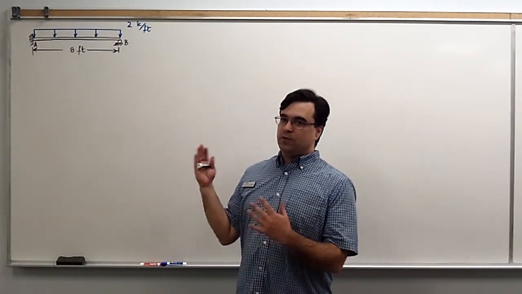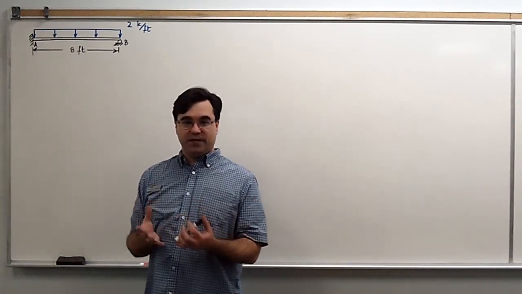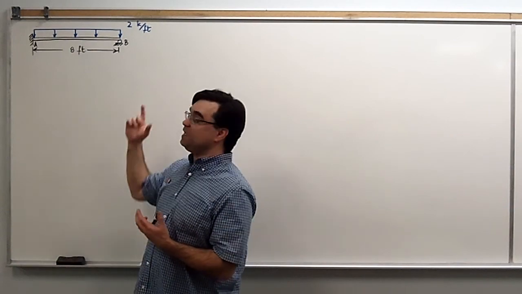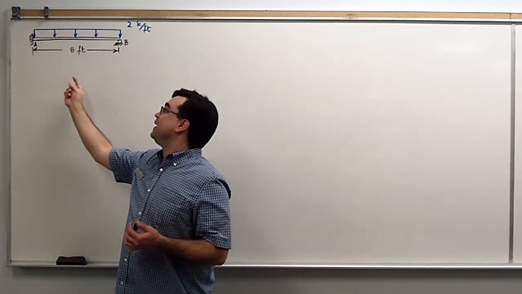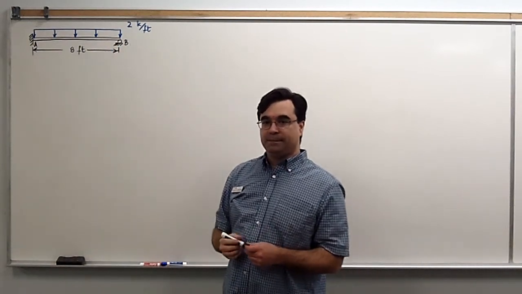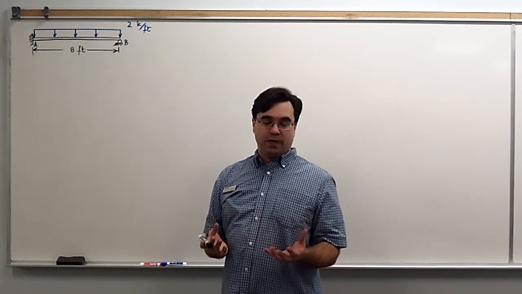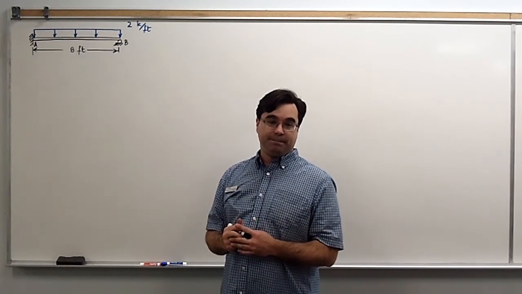For this question, we have a single span beam. It is supported at A by a fixed or rigid support, at B by a roller. It measures 8 feet in span. It is supporting a 2 kips per foot uniformly distributed load. Let's see if we can figure out the reactions for this beam and draw the shear and bending moment diagram.